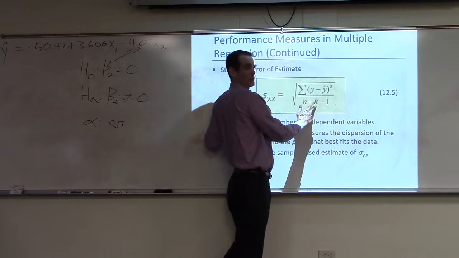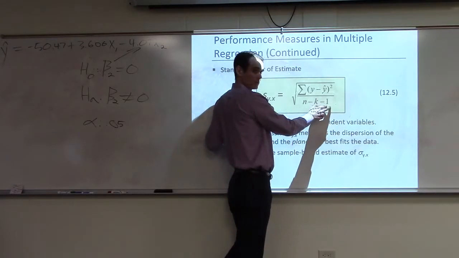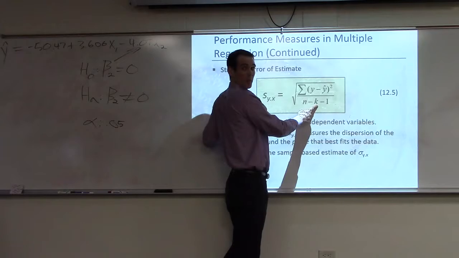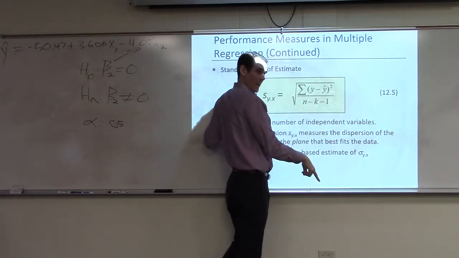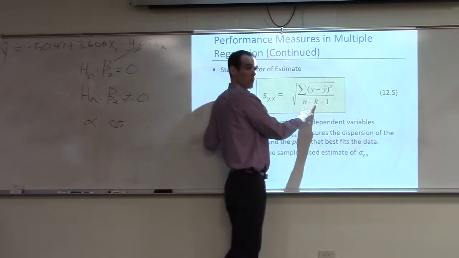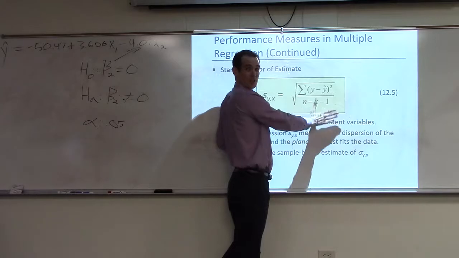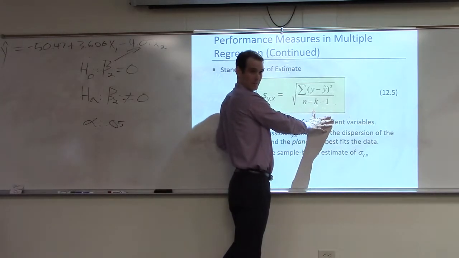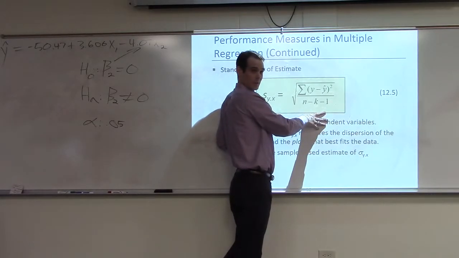Except this week it looks a little bit different. There's this n minus k minus 1. K is the number of independent variables. So suppose you have one independent variable, like time spent online. K would be 1, so you'd have n minus 1 minus 1, also known as n minus 2, which is exactly what you did last week. You used this equation last week without knowing you were using it.